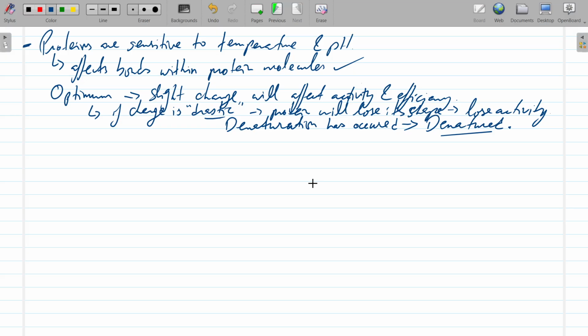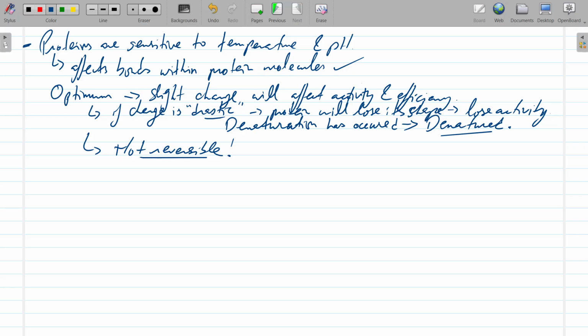So it's lost activity, and there's no going back. Once this happens, it is not reversible. So you can't put it back at its proper pH. I mean, you can, but it's not going to fix it. It's not going to help reform the bonds. That particular molecule is done.